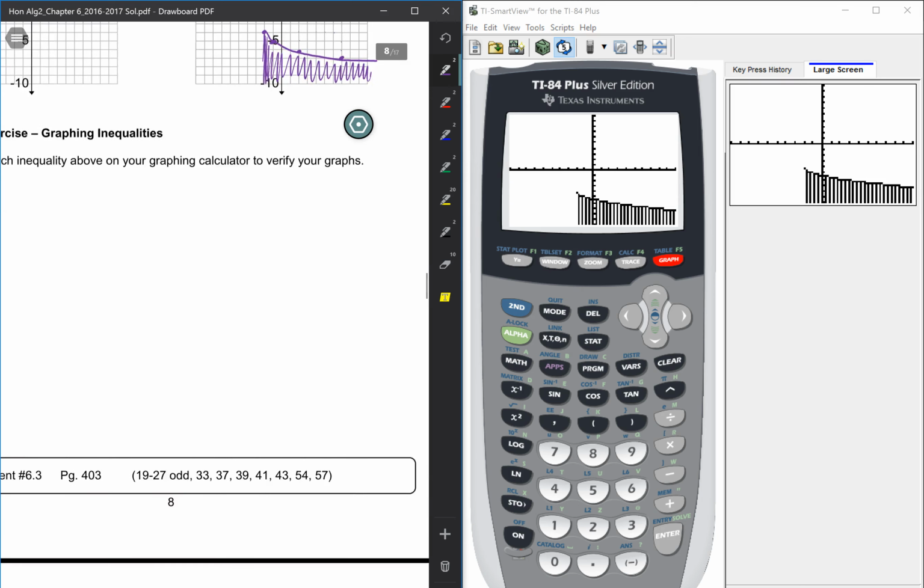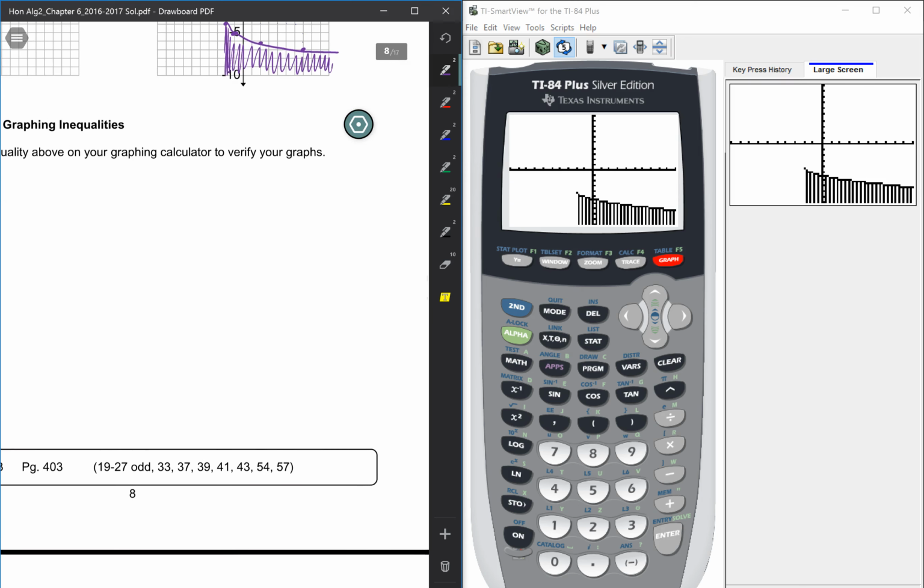Now, this homework will be due Monday. It must be done on graph paper, and they have to be professional looking graphs. All right?